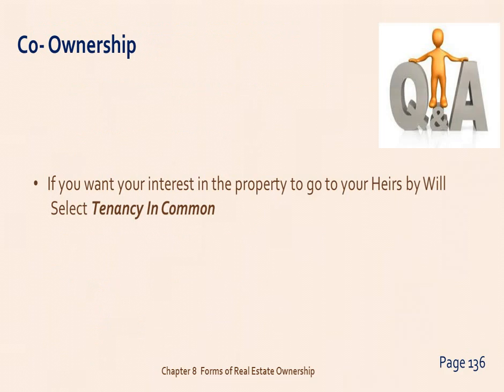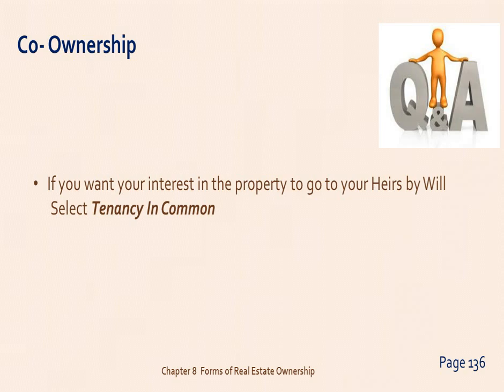So we understand ownership in severalty. That's pretty easy. We just own it by ourselves. If we want to own property with other people, we have a couple of choices. We have ownership by tenancy in common, ownership by tenancy by the entireties, and ownership by joint tenancy. Let's see how they're similar and how they're different.